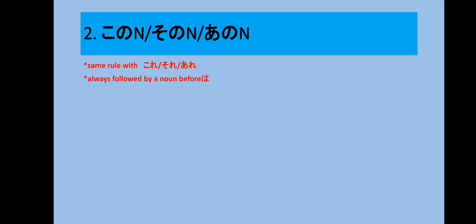So, kono noun, sono noun, ano noun. It's the same rule with kore, sore, and are. So, pag kono, mas malapit sa speaker. Sono, mas malapit sa listener. Ano, parehong malayo sa dalawa. So, before yung wa, nadagdagan lang to ng name. So, kono, kunwari, kono nōto wa, sono nōto wa. So, nadagdagan siya ng noun or pangalan ng bagay.